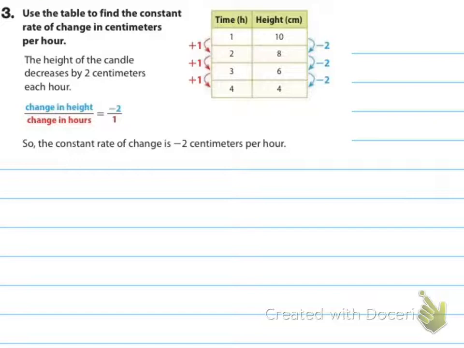So what's happening? Well, it's a candle, apparently, and it is burning out every hour, it is burning out 2 centimeters. So the change in height is -2 for every 1 hour. So it's a constant change of -2 centimeters per hour. It's melting, right? So it's decreasing.